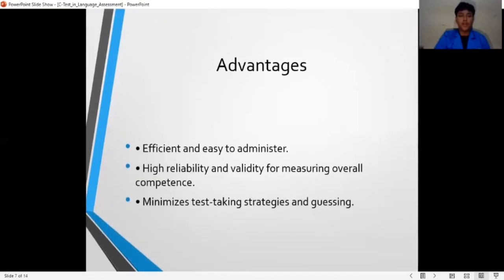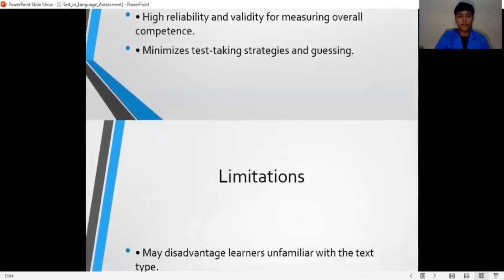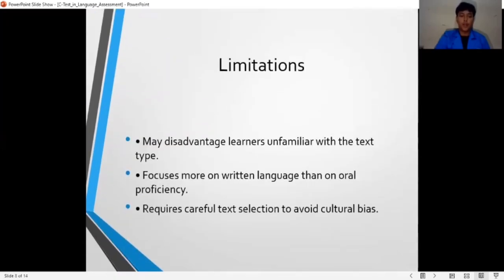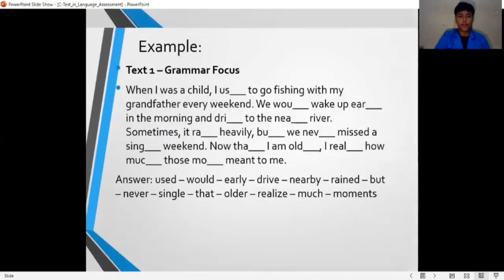Advantages: efficient and easy to administer. High reliability and validity for measuring overall competence. Minimizes test-taking strategies and guessing. Limitations: may disadvantage learners unfamiliar with the text type, focuses more on written language than on oral proficiency, and requires careful text selection to avoid cultural bias.